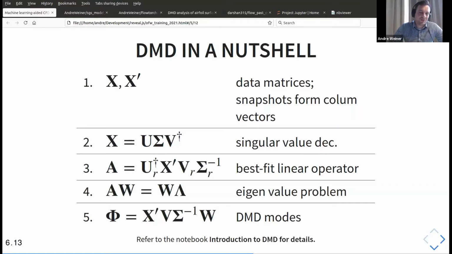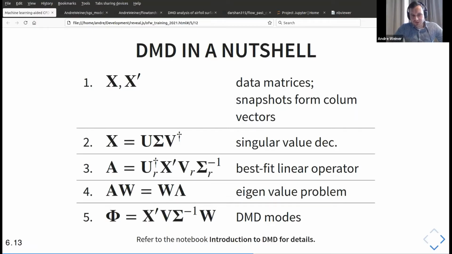In practice, we do not really have two data matrices, but rather work with two different views on one data matrix. Then in the next step, we compute a singular value decomposition of the data matrix. This allows us to approximate a best-fit linear operator that takes a snapshot from time t and transforms it into the next state at t plus delta t.